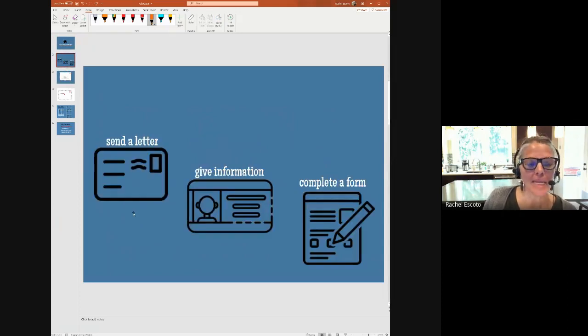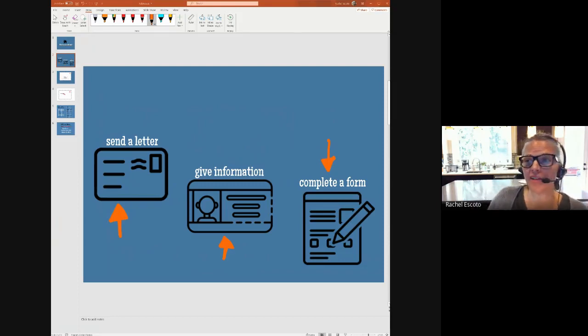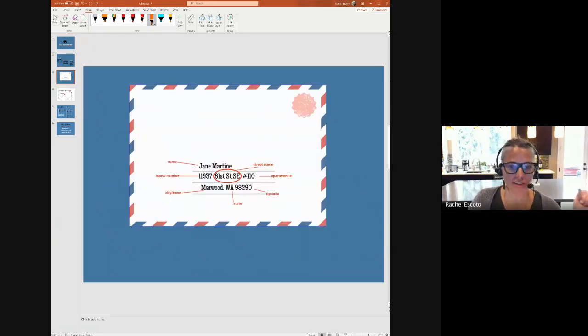There are many reasons, right? So we said one is if you want to send a letter, maybe you need to send money, send a check, send documentation in the mail. Maybe you want to give information. Someone is talking to you. They are asking for your information. Or maybe you need to complete a form, and that's how you will know when you need to give your address correctly.